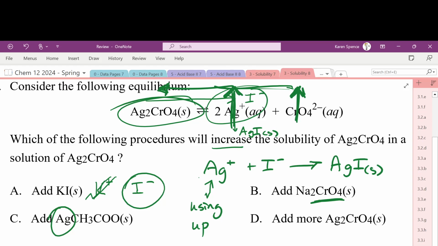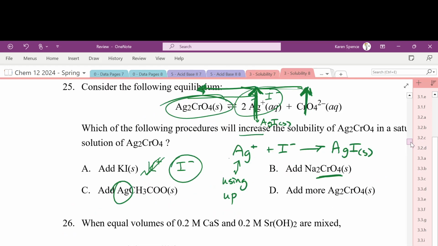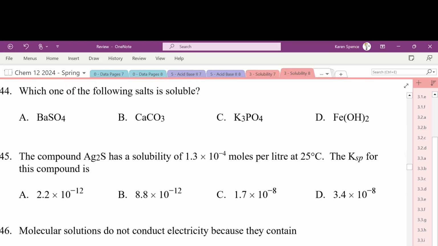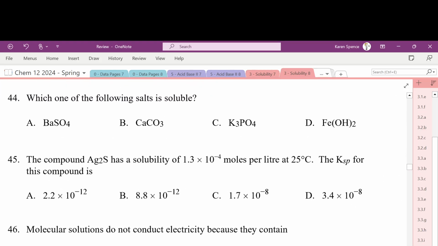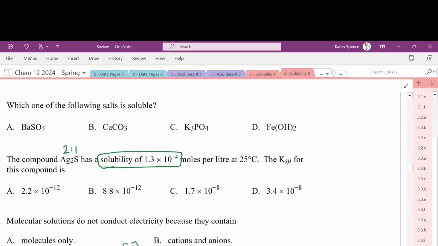Anything else? Yes? 45? The compound Ag2S has a solubility of 1.3 times 10 to the minus 4 moles per liter. So we have a 2-to-1 compound here. So this is a lovely opportunity to use KSP is equal to 4x cubed, if you're comfortable doing that.